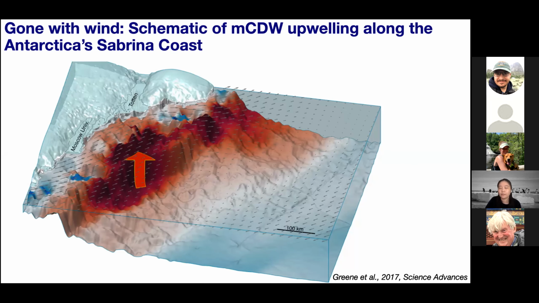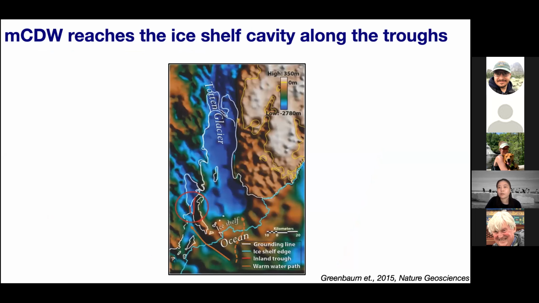At places where wind can cause surface water to diverge, warm deep water, which is indicated by the red arrow in the map, can actually upwell and surmount the continental shelf. Then the troughs on the bathymetry can form a pathway for the warm ocean water to cross the continental shelf and reach the ice shelf cavity and melt the ice shelf from below.